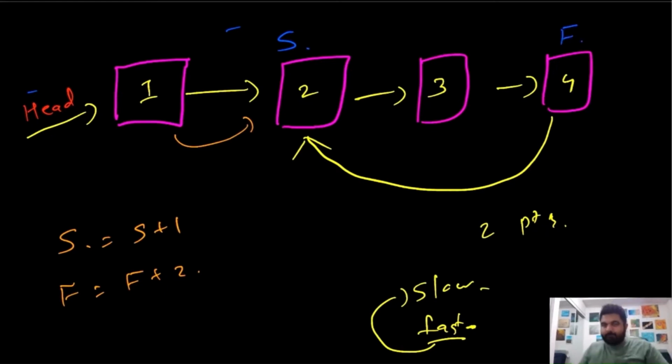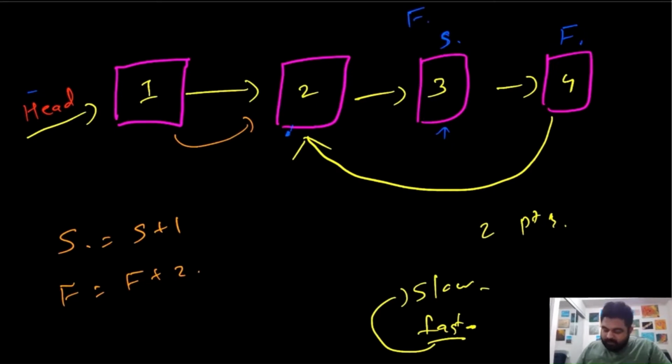Now in the next step, the slow pointer again is going to make one jump, so slow pointer will reach over here, and the fast pointer is going to make two jumps, so it will make one jump over here, and on the second jump it will reach over here. So in this case, fast pointer will also reach at this place, and slow pointer also reached at this place.